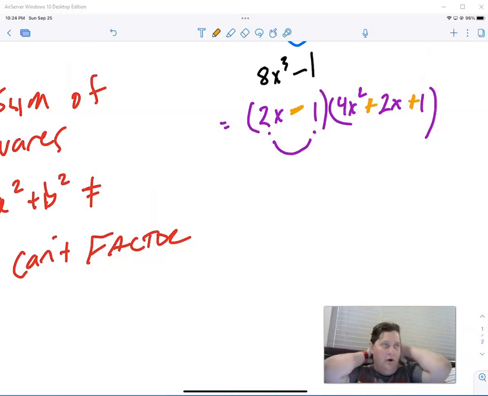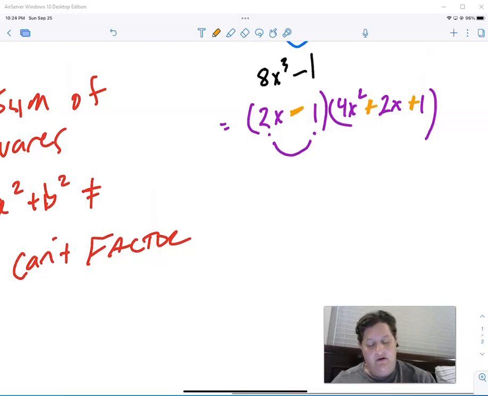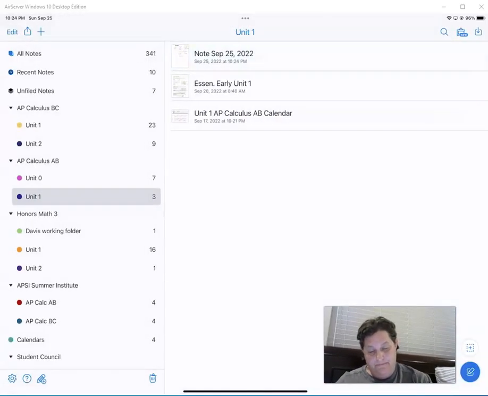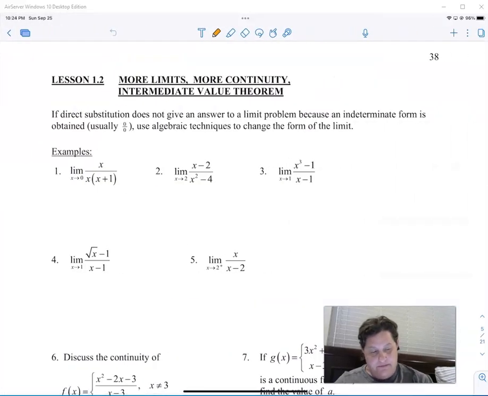The factoring doesn't get too complicated on here. There is one question with a difference of cubes, so I just wanted to go over that. The rest of the factoring, though, is not too bad. All right, let's hit this.